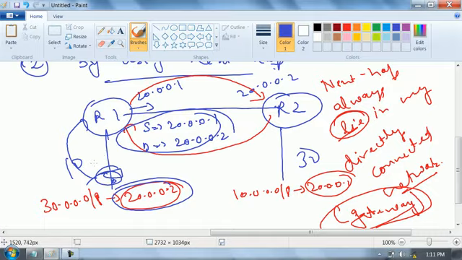And in this case, R1 will generate an ARP. ARP will be received by R2. R2 will provide its own interface MAC address and they will communicate. There will be no problem. Any problem to anybody? In the first case, next hop was not defined. In the second case, next hop is defined. Fine? Any problem?